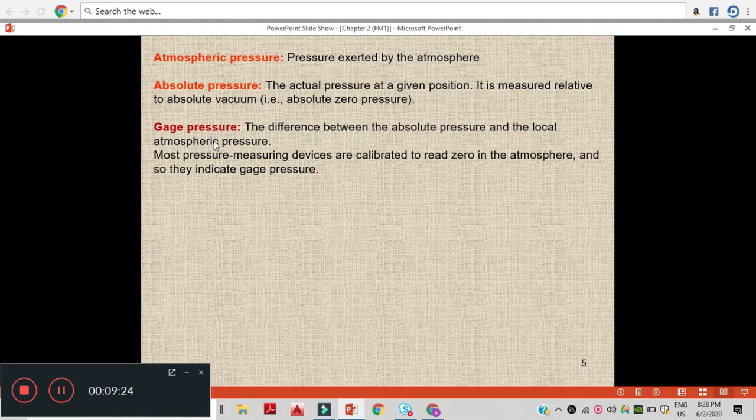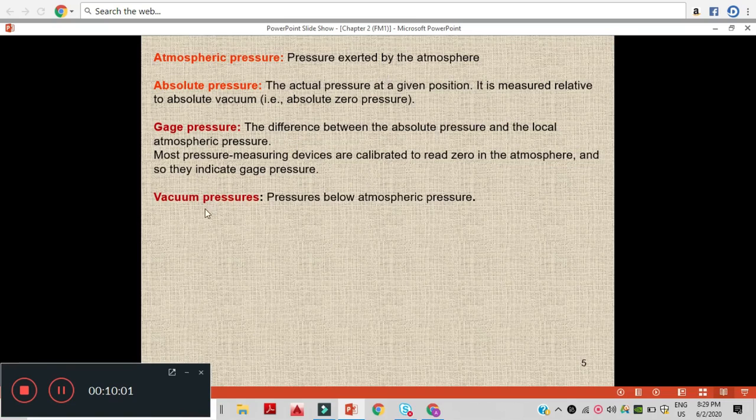Next is the gauge pressure. Gauge pressure is the difference between the absolute pressure and the local atmospheric pressure. Most pressure measuring devices are calibrated to zero in the atmosphere, so they indicate gauge pressure. The pressure we measure in the compressor, when we fill it with air, is indicated by the gauge, and it is the gauge pressure.